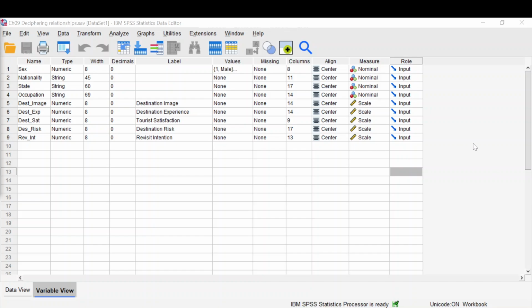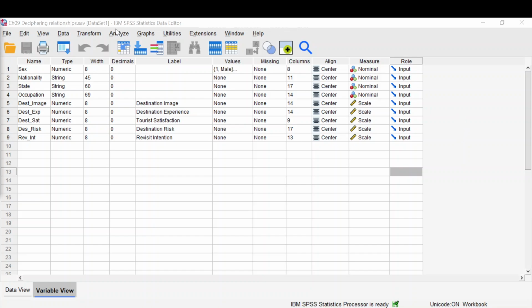All right, so we've looked at correlations, we've looked at a simple linear regression example. It is now time to answer our initial study question from our case study. So the question is: is there a linear relationship between destination image, experience, tourist satisfaction, and destination risk on revisit intention? So do those four independent variables predict the dependent variable of revisit intention?